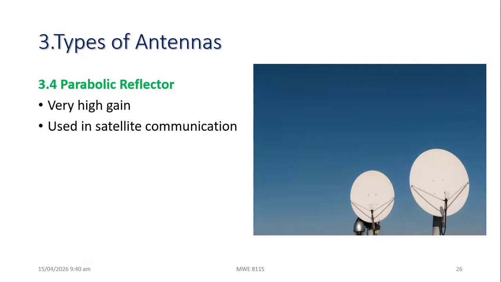Then you've got the parabolic reflectors. These are common. They are the ones used for DSTV, for satellite communication. They are essentially dishes that aggregate electromagnetic waves and then route them through a low noise block or a low noise amplifier. So they are highly directional and they have a high gain, and they are mainly used in satellite communication.